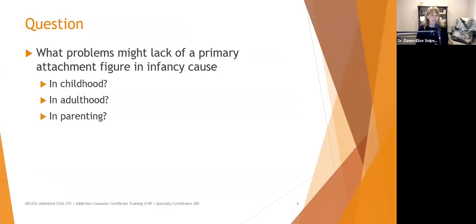In adulthood, unless people have addressed it and really looked back and worked through those issues, you still have that ineffective internal working model of what relationships and what people are like. So it creates problems in attaching to other adults, and it creates problems in later parenting because we learned what we lived a lot of times.